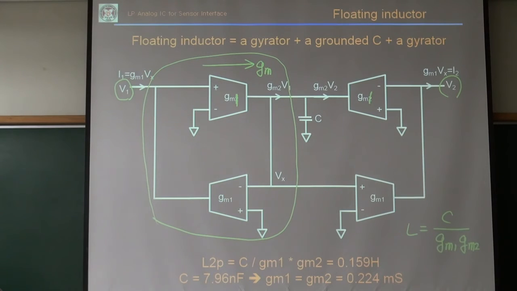Then you see, this Vin is connected to the positive input node, right? This is Vx. Vx is connected to the minus input node. And this Vx is connected to the plus input node, although it changed the position. And then this V2 is connected to the minus input node. So this is another gyrator in this direction, GM1, exactly the same gyrator, in the same direction.